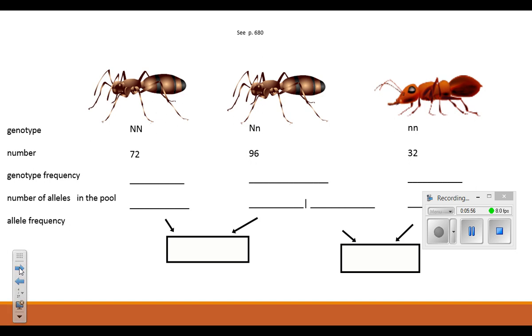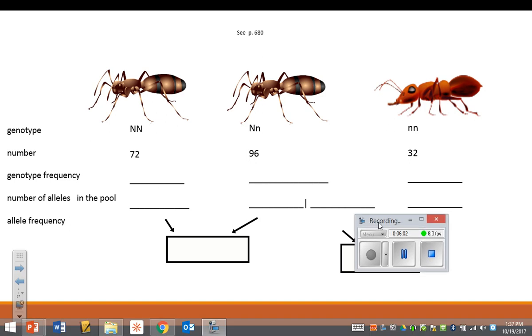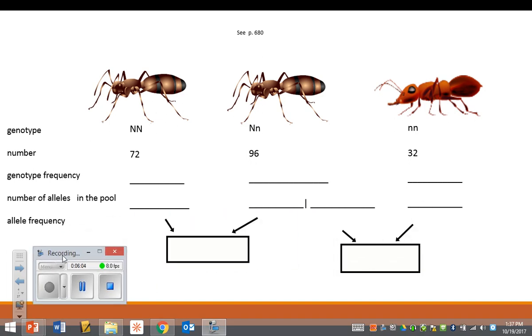So again, this comes from page 680 of your textbook, and it's to try to illustrate how we might figure out some of these frequencies, so that you could see some principles about frequencies that have to be true. In this example, I have some organisms of different phenotypes. You can see there are two phenotypes at the beginning of ants here.